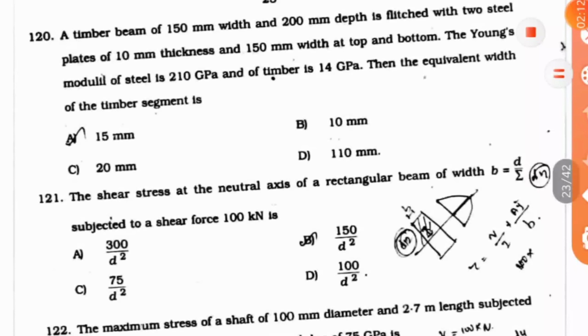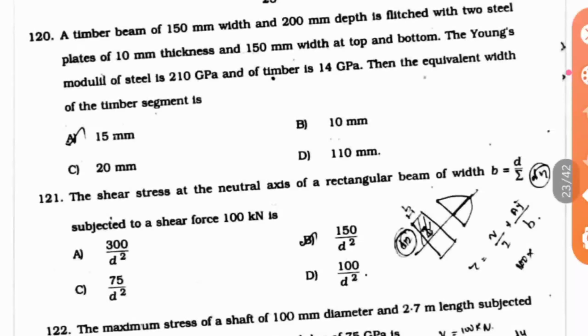Question 120. A timber beam of 150 mm width and 200 mm depth is flitched with 2 steel plates of 10 mm thickness and 150 mm width at top and bottom. The Young's modulus of steel is given and timber is also given. Then the equivalent width of the timber segment is what? So this is the question they have asked. Actually the option here they have given is option B, 10 mm.